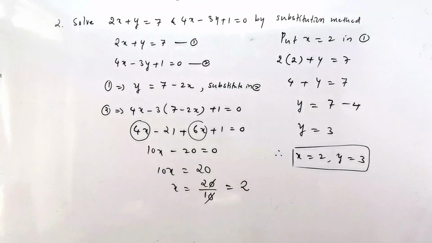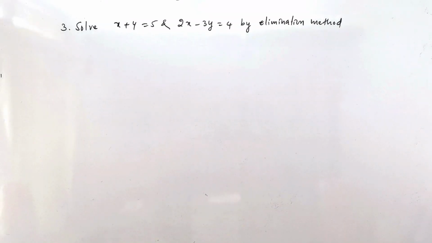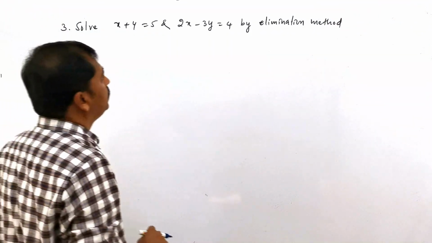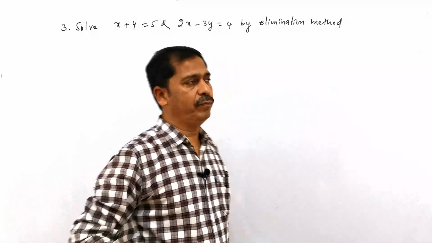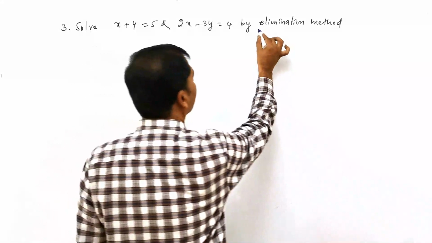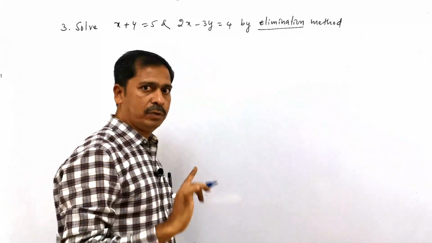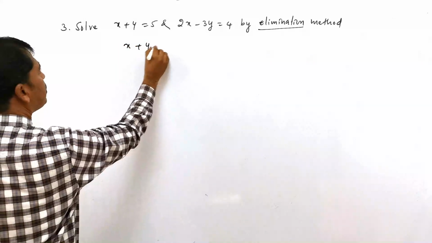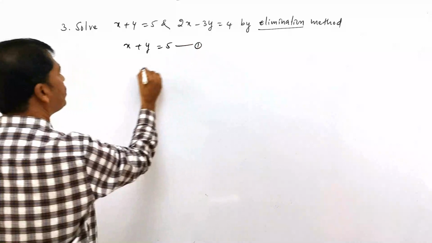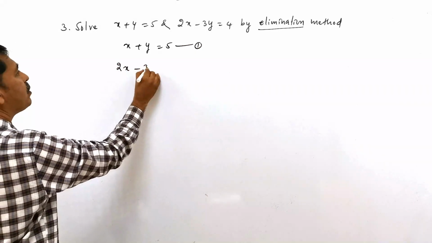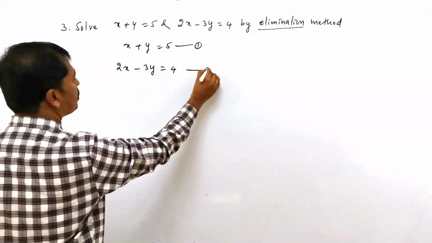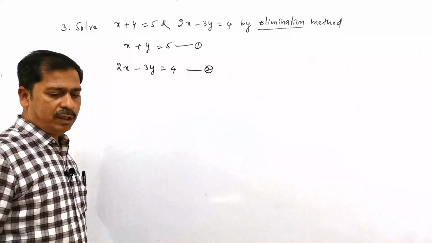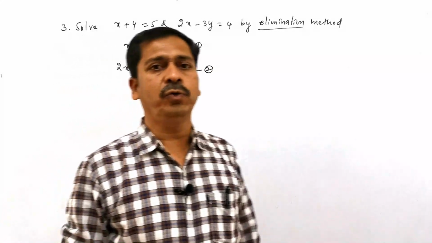Now let us take the next type, that is the elimination method. Elimination means you have to remove. What do you have to remove? Let us see. x plus y is equal to 5. Call this the first equation. 2x minus 3y is equal to 4. You call this equation number 2. I have not done anything else, simply I have written the two equations.